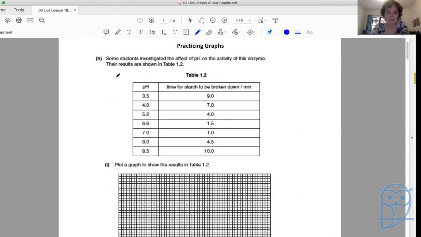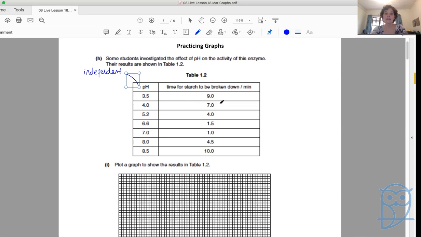Okay, so some students investigated the effect of pH on the activity of an enzyme. This enzyme, because we're referring back earlier in the question. Okay, this is part H of the question, so there's a lot that's come before. Their results are shown in table 1.2. Now we've got pH and we've got time for starch to be broken down in minutes. And already we're thinking dependent and independent. Remember when we draw a results table, we always put the independent in the left-hand column. It's the same for when Cambridge draw a results table. This here is our independent.